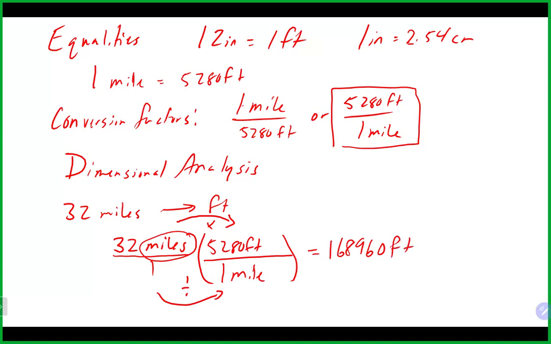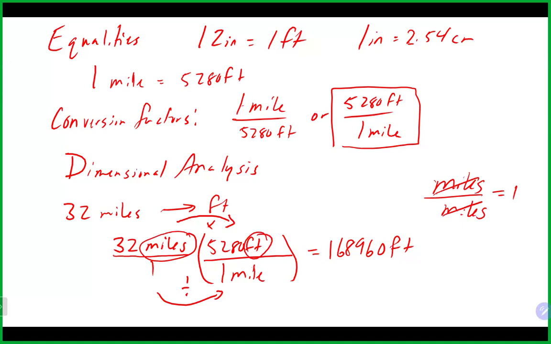feet. And essentially what's happening here in terms of the units is we have miles up on top. We have miles on the bottom. We're basically dividing them by themselves. They become one, and essentially the units cancel out in this case. That leaves us the only unit we have left, which is feet.